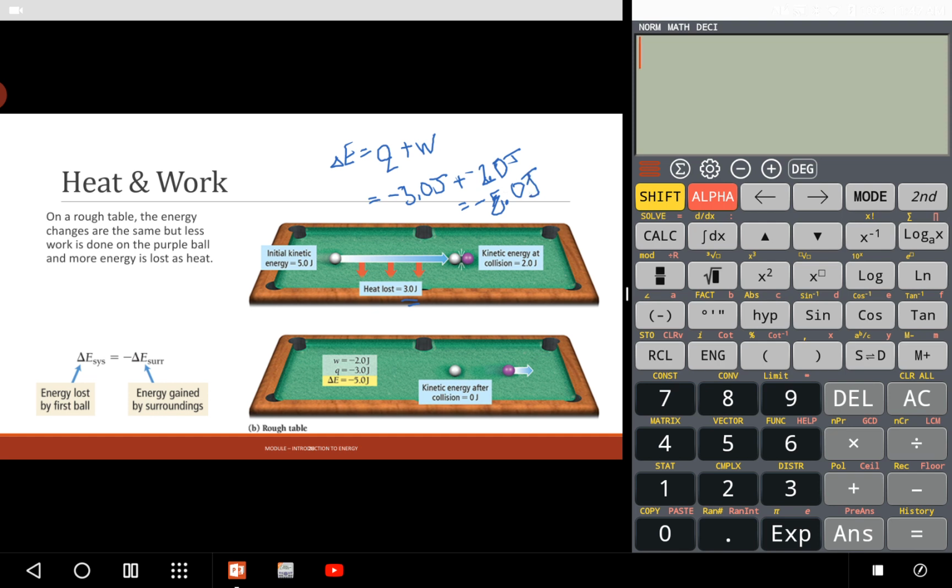Okay. And so we can see from this example that since the ball had the same initial kinetic energy value and the same final kinetic energy value, then delta E was the same in both this example and the previous example. And that means that this internal energy was a state function, because it didn't matter which path we took to get there, we had the same change in energy that occurred.